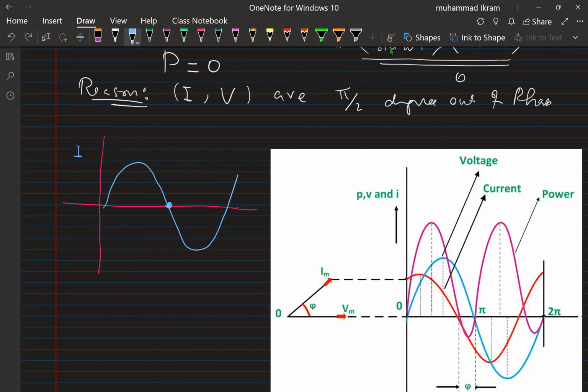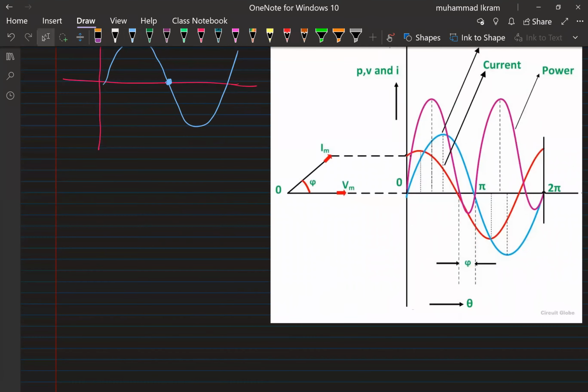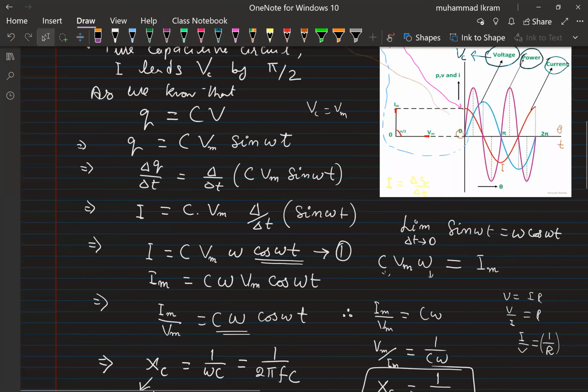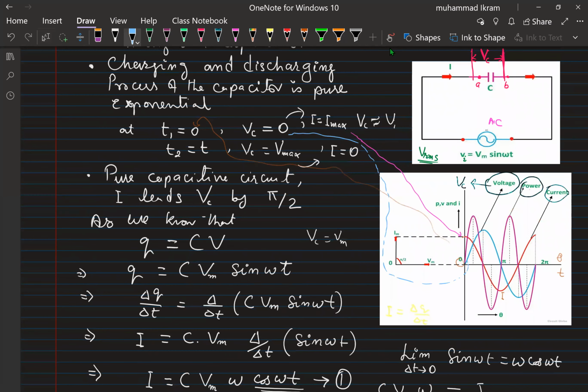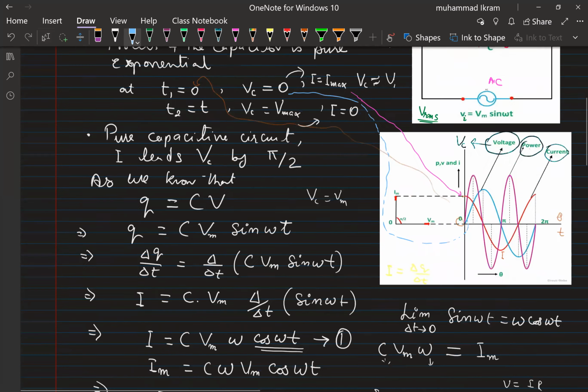If I just see I, the current 0 means that the energy of the circuit is 0. But at that time, the capacitor comes into action, and the capacitor, which has already stored energy, starts delivering its energy back into the circuit, so it keeps the circuit energized. That is all about this. The phasor diagram for this, as I already told, shows that the current leads the voltage by pi by 2. So here I already drew it.